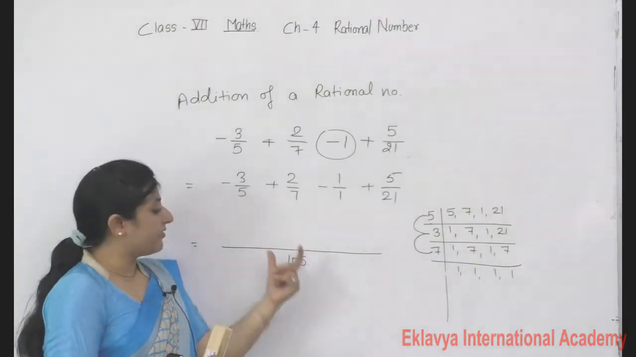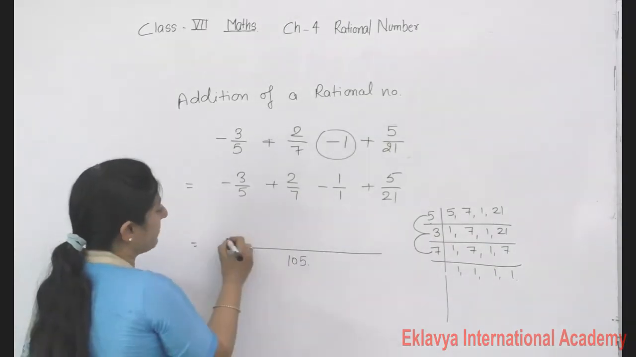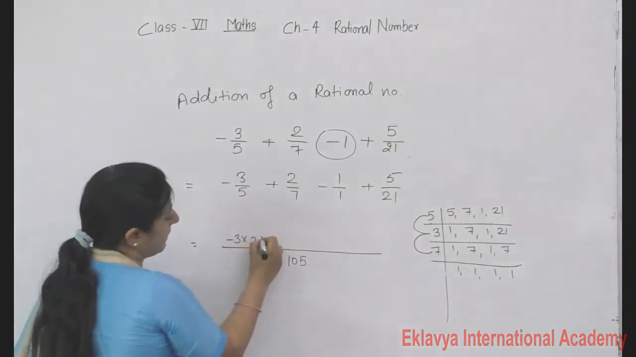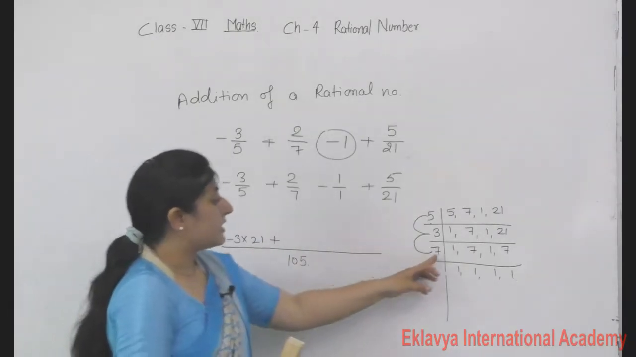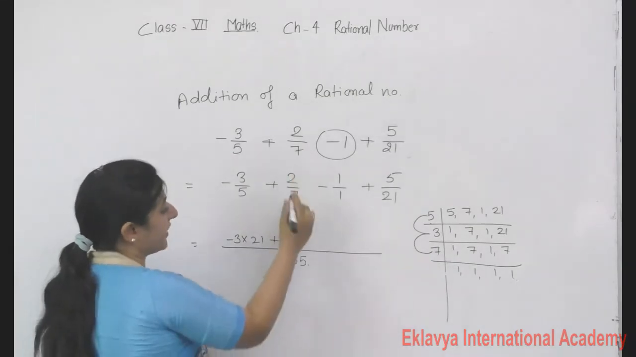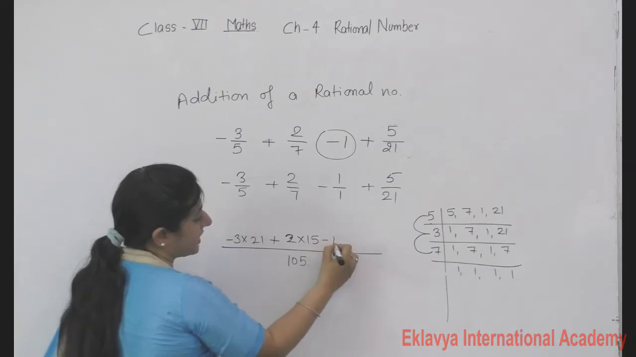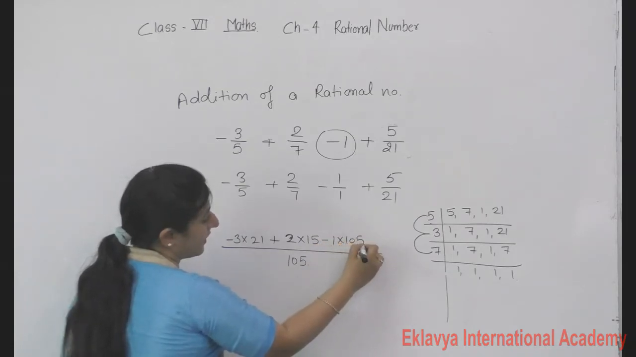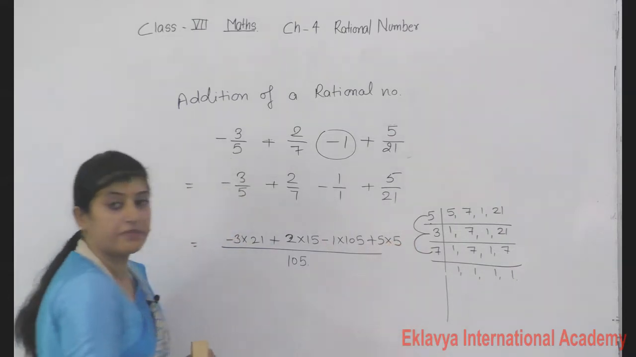When you divide 105 by 5, it becomes 21. It means -3 multiplied by 21, plus 7. When you divide 105 by 7, it becomes 15. 15 2s are 30, so 2 multiplied by 15, minus 1 into 105, plus 5 into 5.